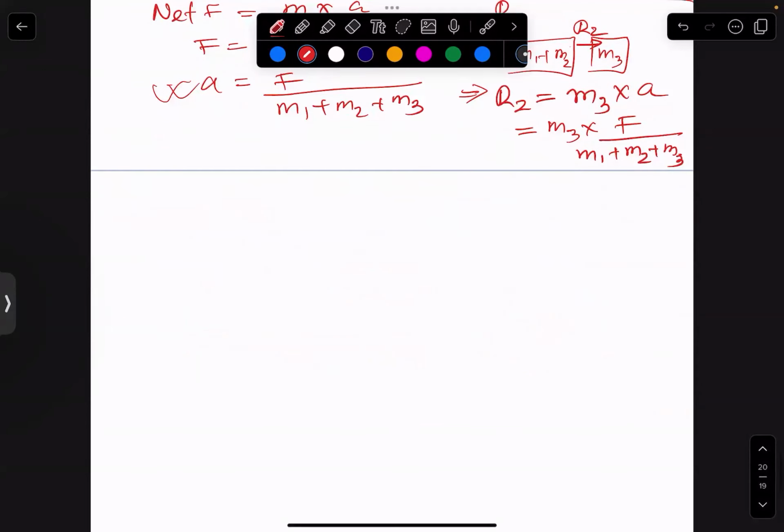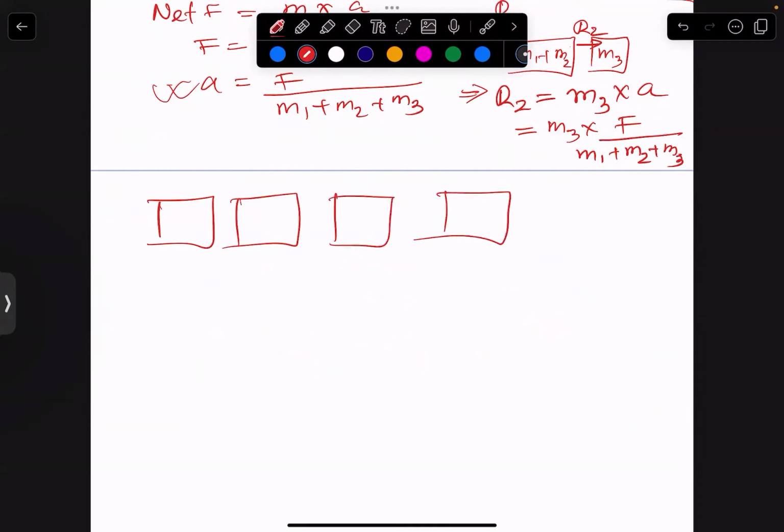So if you consider a block of 4, how to find the reaction forces? Here, how many reaction forces will be there? One is R1. Then there will be R2. And I'll just take it like this, there will be R3, right? So this is M1, this is M2, M3, and M4. This is a force here, F. Everything is in contact, okay?